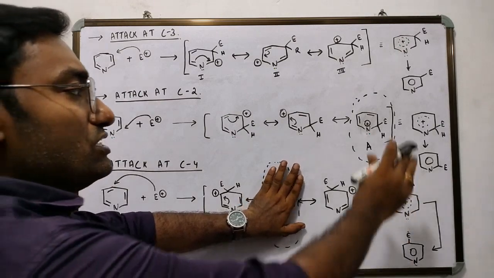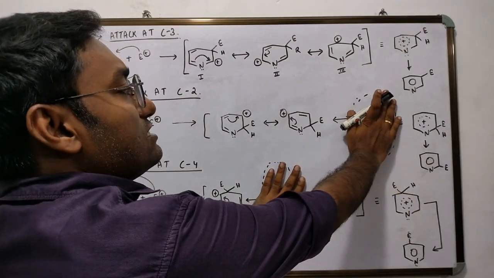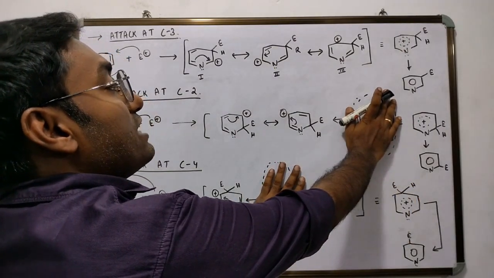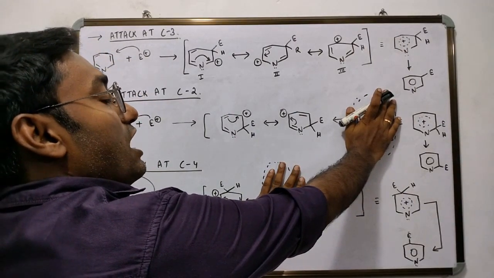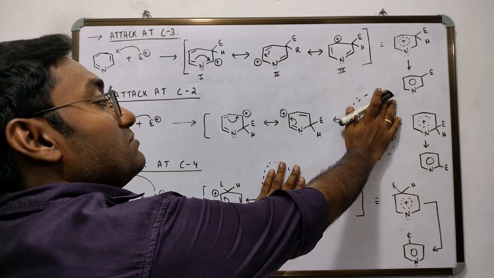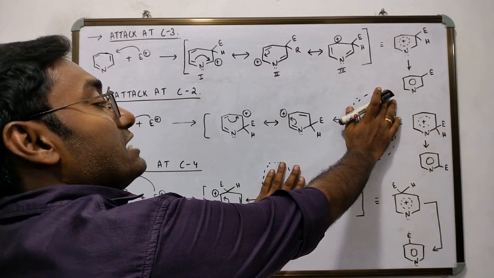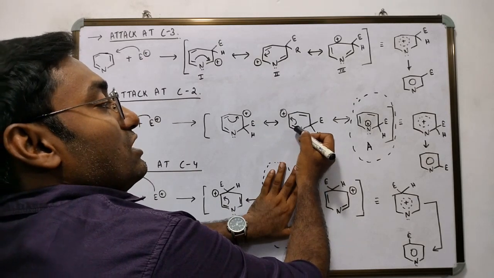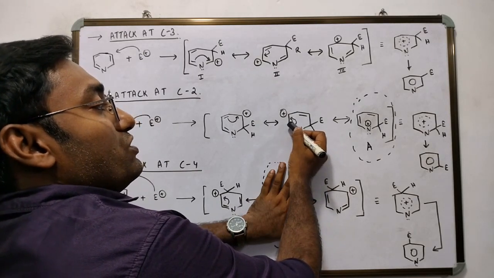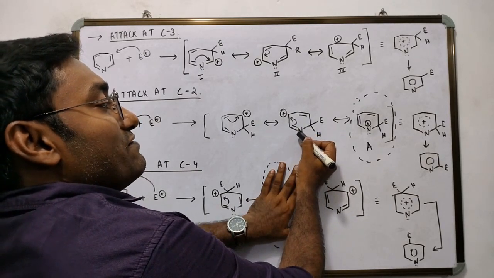If you exclude these structures and look at other structures, be it from an attack at C3, C4 or C2 positions, other structures have a nitrogen atom which has 8 electrons in its valence shell. Look at this: 1, 2, 3, 4, 5, 6, 7, 8.